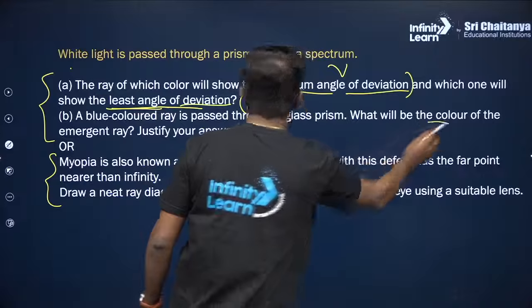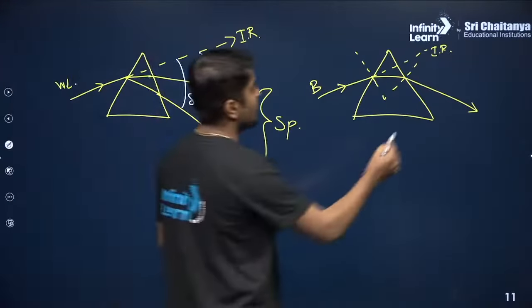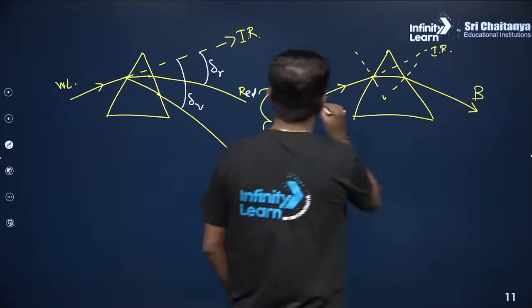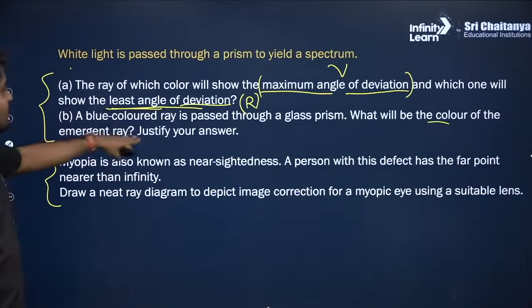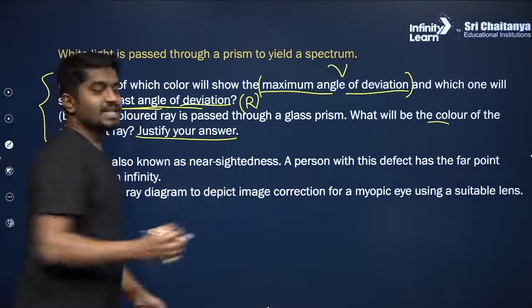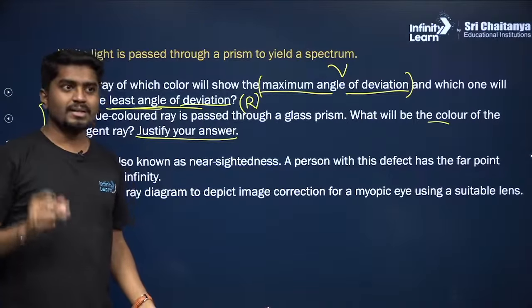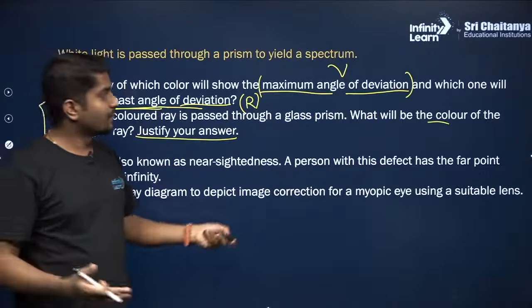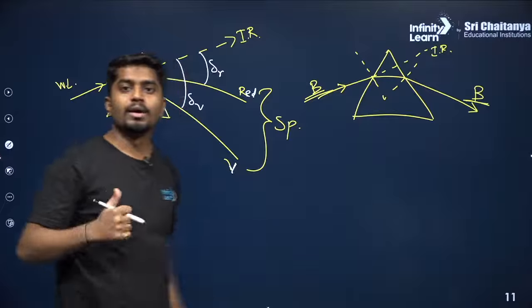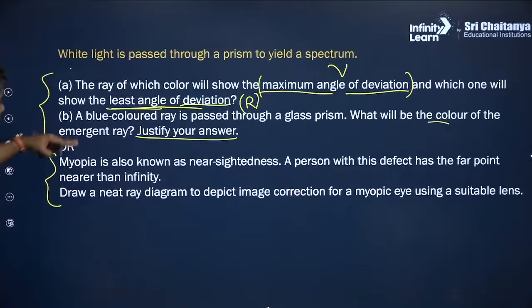So what will be the color of the emergent ray? So the emergent ray जो होगा, this will be blue color. If this one is blue, this one is also blue color. And now justify your answer. Justification is that blue color will not split further. This is a single color, so it will not split further. That is why the emergent ray is blue color, है ना? चलो, okay. So let's solve this also.